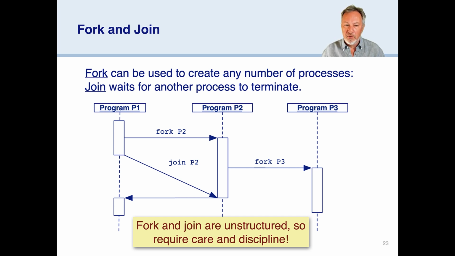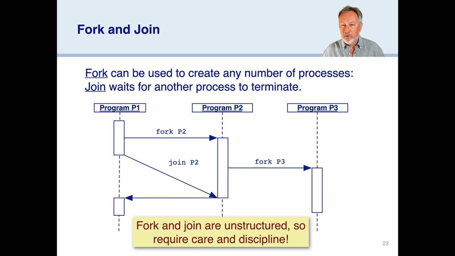For example, here program P1 forks P2, P2 forks P3. At some point, P1 says, okay, before I can continue, I want to check when P2 is done, because I'll need the result from P2. Eventually P2 terminates, then P1 gets woken up and says, okay, now the result from P2 should be available, and I can continue doing what I'm doing. P3, on the other hand, nobody's waiting for it. There's no join on P3, so P3 is independent and continues executing.